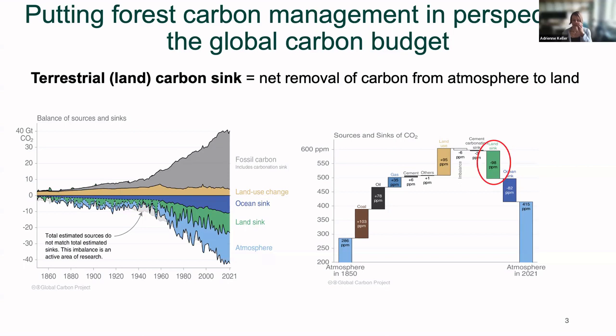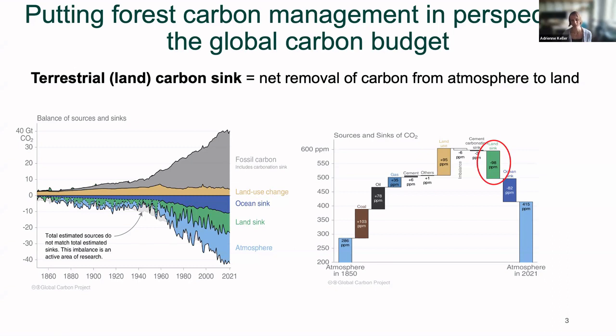And so there's a lot of interest in how we can maintain and increase this land sink to help mitigate climate change. The important thing to keep in mind when we're thinking about how we can use small parcels of land to address the climate crisis is to remember that the land sink pales in comparison to the emissions coming from fossil fuels and land use change. And our land sink is really important, right? Here it's drawing down almost 100 ppm of CO2, but our capacity to increase that land sink is fairly minimal.